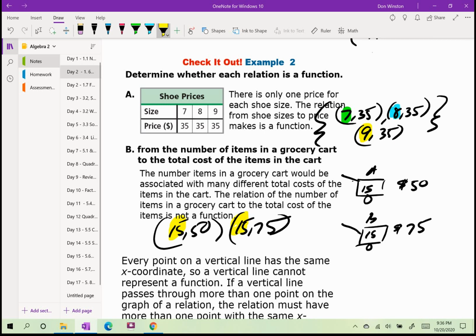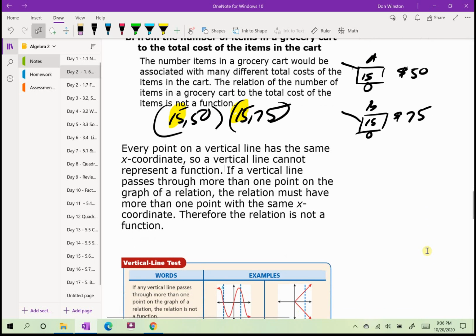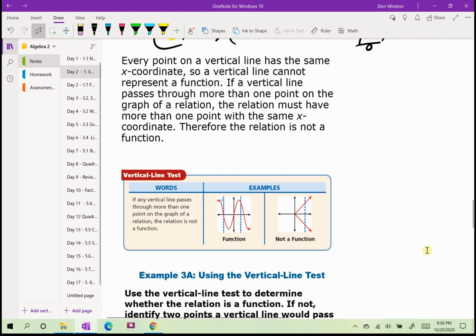Not a function. Now, there's a very easy way to determine by looking at a graph whether or not a relation is a function. And we have something called the vertical line test. Basically the vertical line test works like this. If you take a graph and draw a vertical line, a line that goes up or down, and it only crosses the graph in one spot, then that relation is a function. In other words, each x only goes to one y. So it passes the vertical line test.